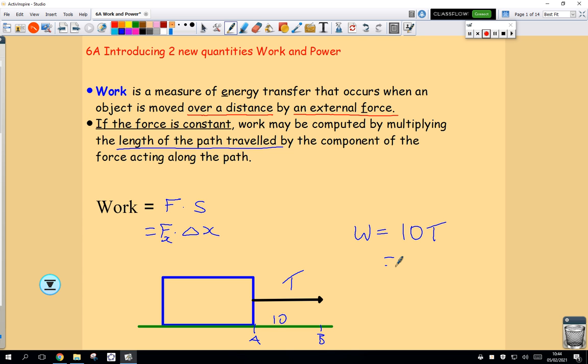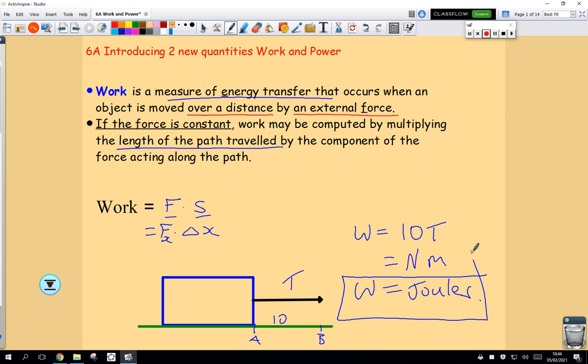Okay, notice the units here as well. We're talking about displacement, the units will be meters. We're talking about a force, the units would be newtons. Newton meters are the units of work. We tend to call those joules, unit of energy. Now it's also a measure of energy transfer. So work has the same units as energy, joules. Okay, so remember work is measured in joules.